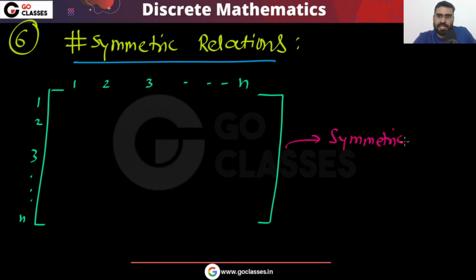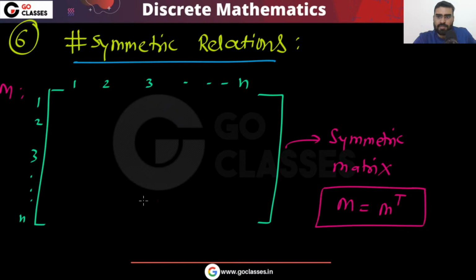This matrix must be symmetric. So if I call this matrix M, then symmetric matrix means M must be equal to M transpose, correct? This is the meaning of symmetric relation: if A is related to B, then B should be related to A, yes or no? This is the meaning of symmetric relation.